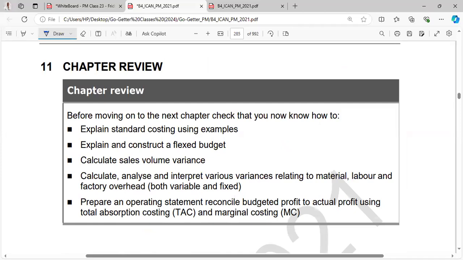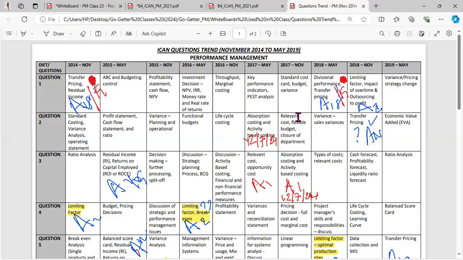Now, for now, let's see some of the questions you may want to solve. Let me open some of the questions you may want to refer to. Okay. So let's see if there's variance here. Standard cost and variance analysis. Why is something blocking here?